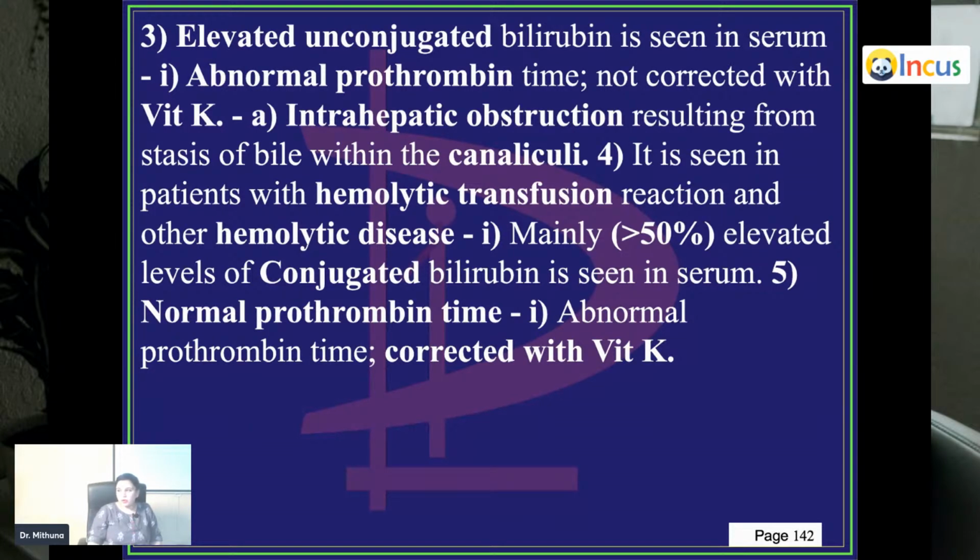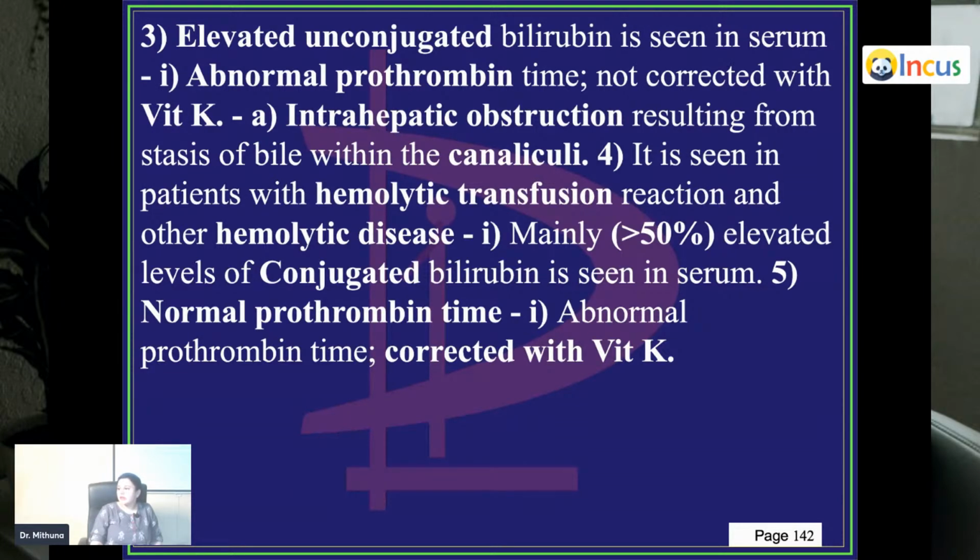If you have an abnormal prothrombin time and it is not corrected with vitamin K, it implies there is an intrahepatic obstruction resulting from the stasis of the bile within the canaliculi. It is seen in patients with hemolytic transfusion reaction. So if you have an abnormal prothrombin time, you try to give vitamin K, and it's not getting corrected, then you have to think about intrahepatic obstruction. There's some kind of obstruction inside the liver. So in these patients, prothrombin time is elevated. Okay, it is seen in patients with hemolytic transfusion reaction and other hemolytic diseases.